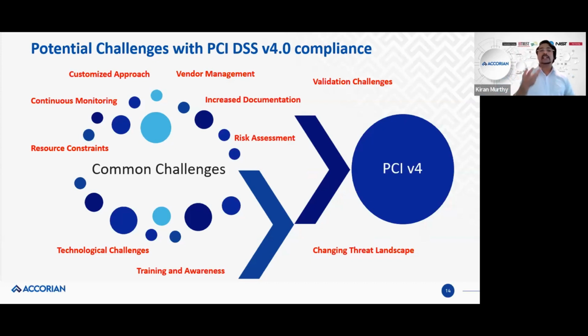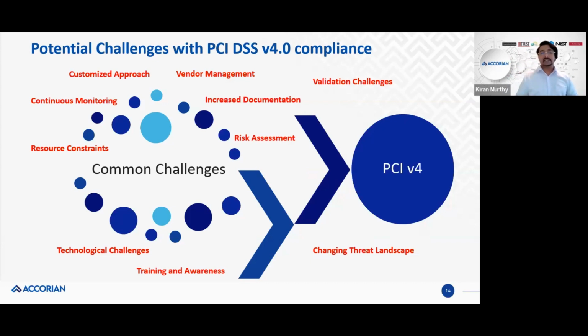Understanding the new framework: most of them fail in understanding because PCI version 4.0 introduces significant changes to the structure and the approach of the previous versions. Organizations now need to familiarize themselves with these changes, understand them, and adapt to their specific environment.